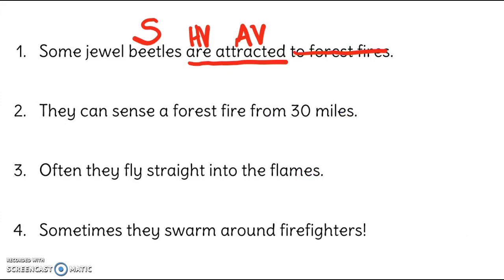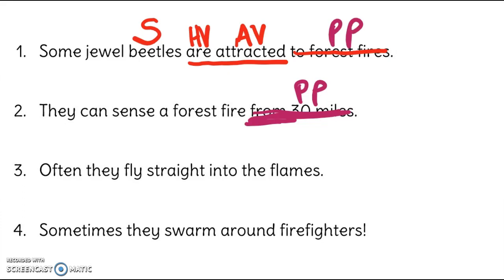The next sentence says, "They can sense a forest fire from 30 miles." I'm going to go back and look at my list of prepositions, find the word that's in this sentence that's on that list, and I see the word "from." Now, if this is really a prepositional phrase, it has to follow the formula. Preposition plus modifier plus noun. From what? From 30 miles. So "from 30 miles" is a prepositional phrase. Ends with a noun, has a describing word in the middle. Guess I forgot to label that one prepositional phrase.